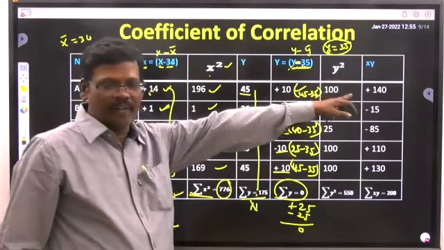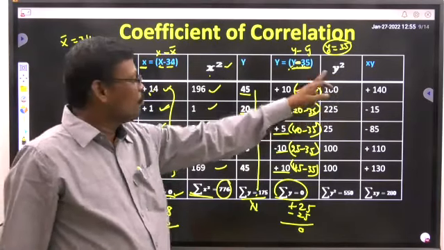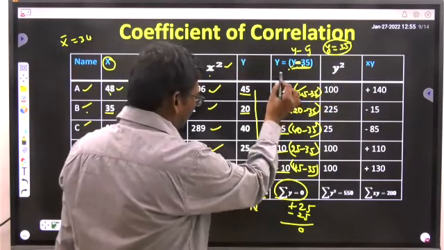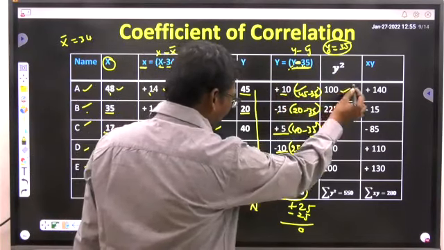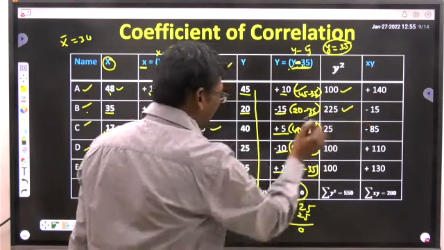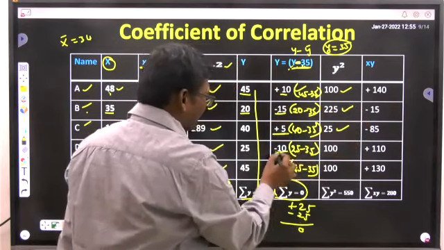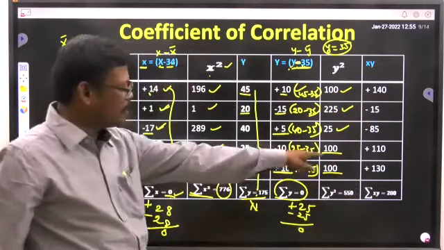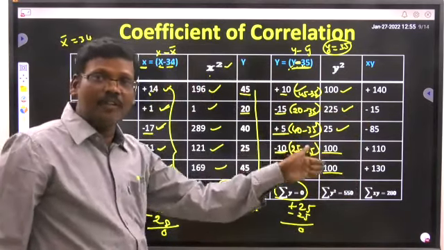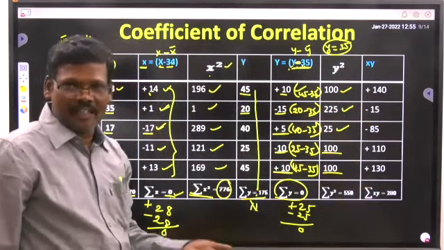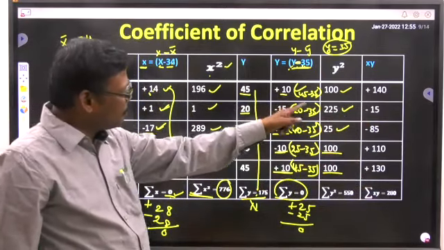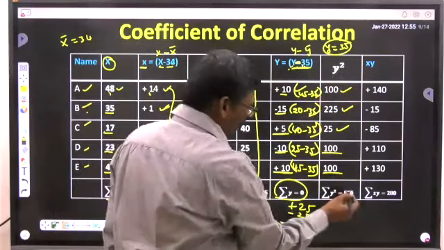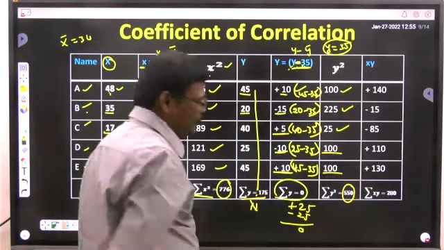These are the y square values. 10 into 10 is 100, 15 into 15 is 225, 5 into 5 is 25, 10 into 10 is 100, and 10 into 10 again 100. Minus values become plus values, because minus 10 into minus 10 is plus 100, and minus 15 into minus 15 is plus 225. The sum, sigma y square, is equal to 550.